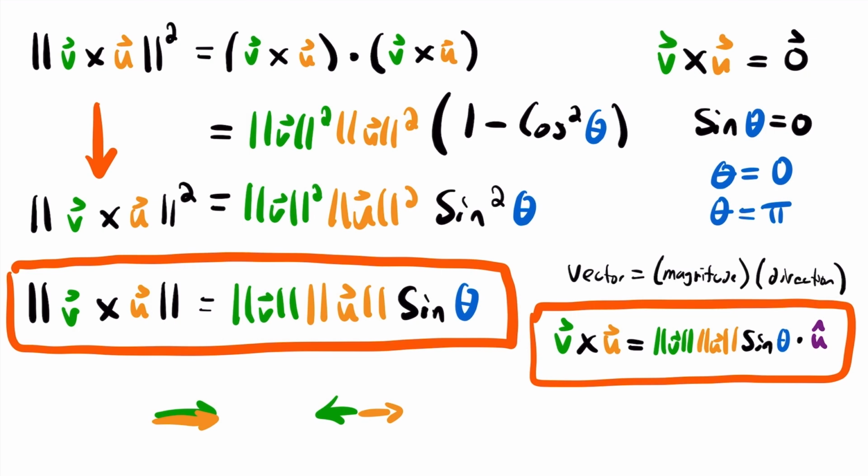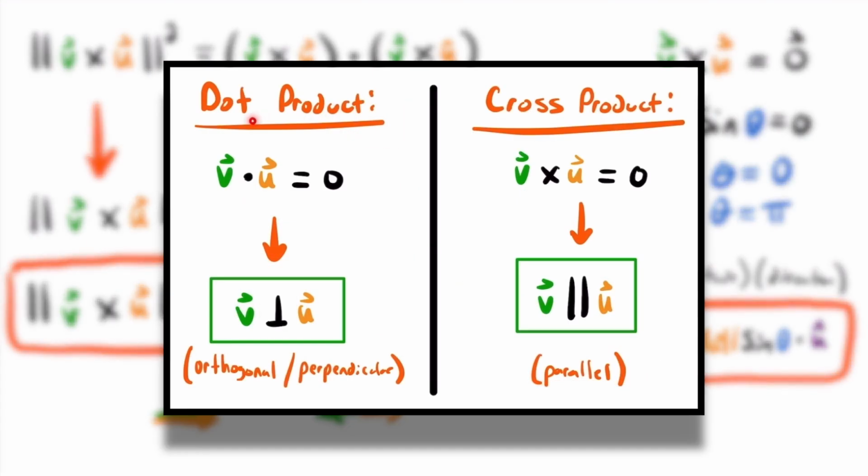Okay, and so this is an interesting result because if we compare that to what we know about the dot product, when the dot product is equal to 0, here's what we learn. When the dot product of two vectors is equal to 0, we know that those two vectors are perpendicular or orthogonal, but when the cross product of two vectors is equal to 0, or I guess it would be more accurate to say the 0 vector, then those two vectors are parallel. All right, so this is kind of a neat thing to make a note of.